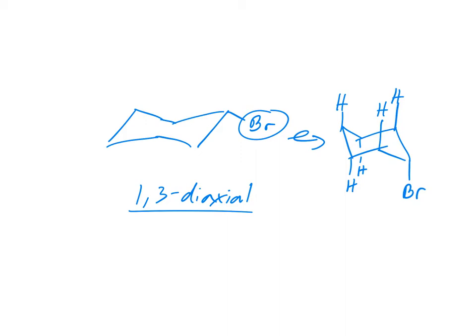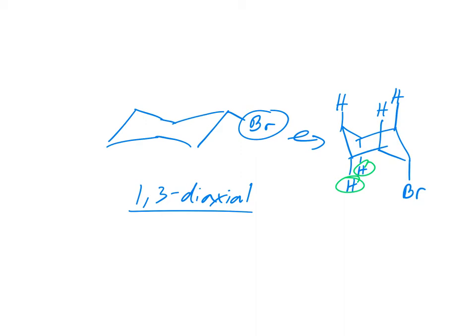So since the bromine was down, it has to also be on the bottom face. So it'd be these 2 hydrogens that will have diaxial interactions with the bromine. They're on the same face, and they're axial when the bromine's axial. That's a good way to look at it.